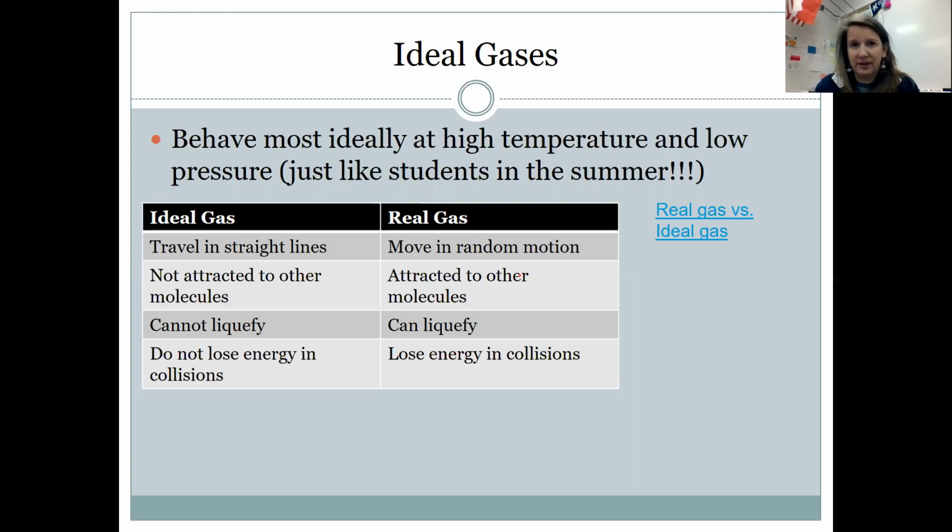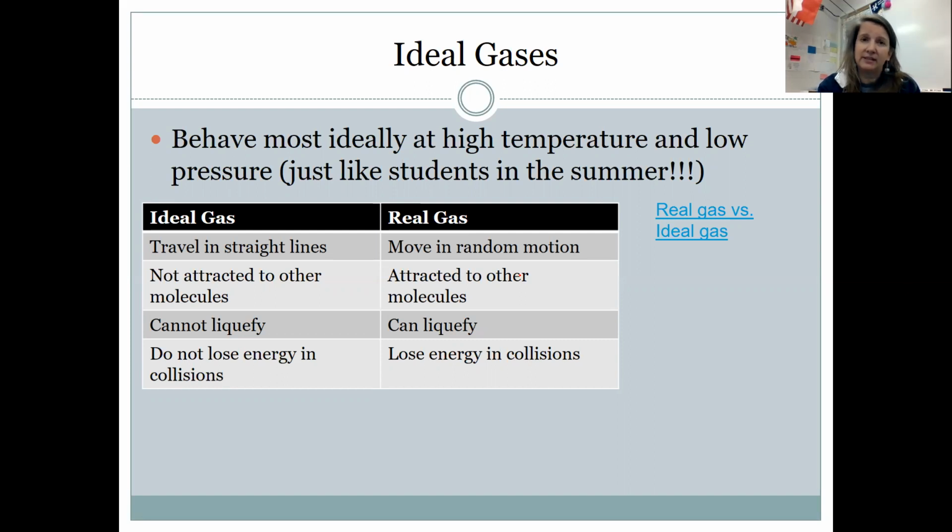it's very rare that we actually have those kinds of conditions. I mean, when you think about room temperature, this is not a hot temperature. So we have to have high temperatures and low pressures for gases to behave ideally. That's when they're traveling the fastest. We need to compare ideal gases and real gases.